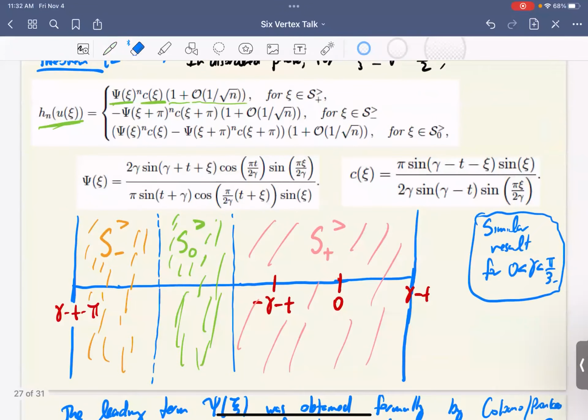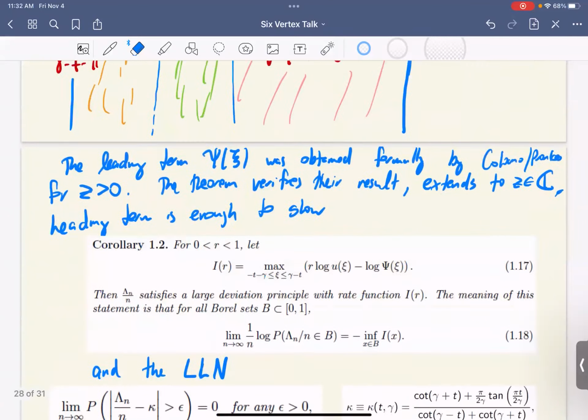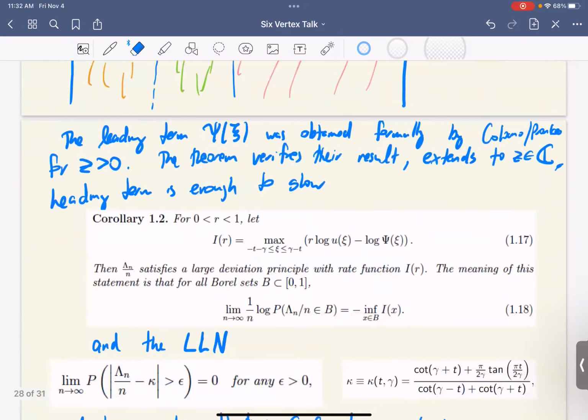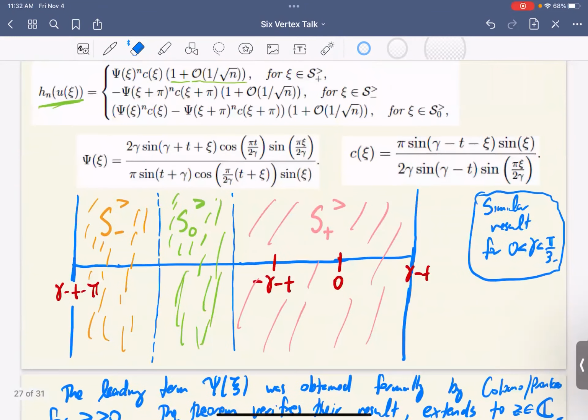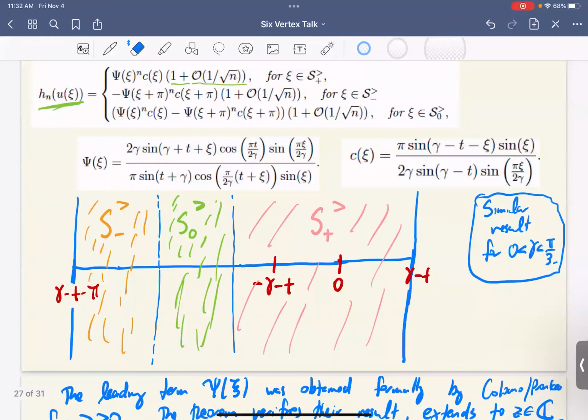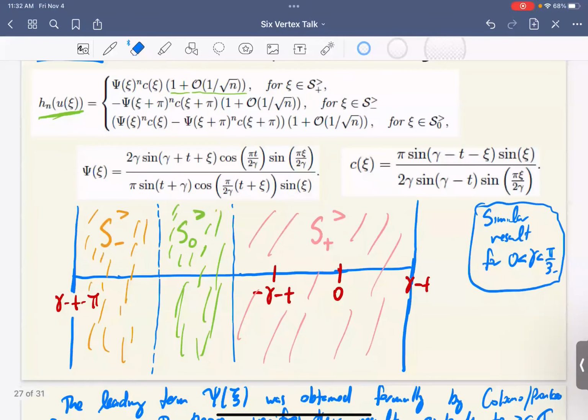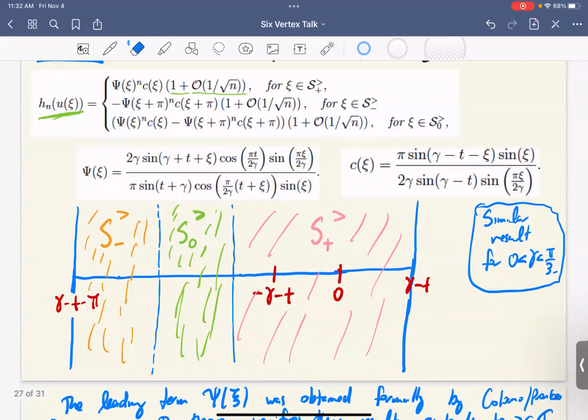And so this is an asymptotic formula, which gives the leading term in the asymptotics and then also the constant term. That leading term actually had been computed before by Colomo and Pronko, again, non-rigorously and just for positive z's. So this extends it to the complex plane and also gives the constant term in the expansion.